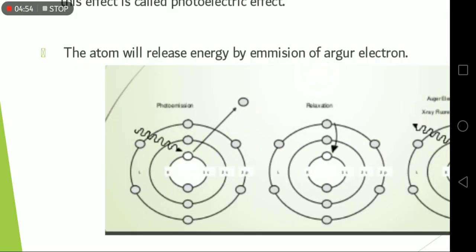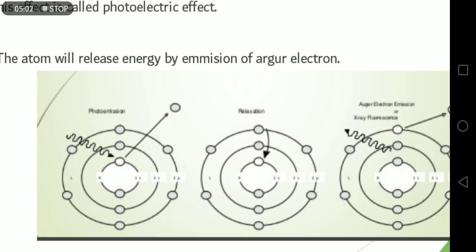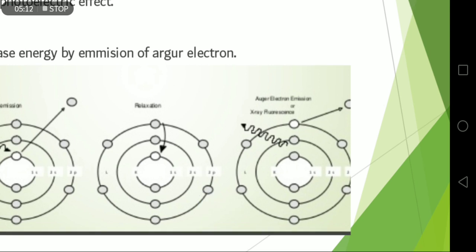In the first one, a curly arrow comes to the atom and an electron is lost. The second one is relaxation, where an electron from a higher level comes to take the first place, as we see with 1s, 2s, 2p connected with 1s. In the last, Auger electron emission, a 2s orbital electron is ejected, and also a third electron.